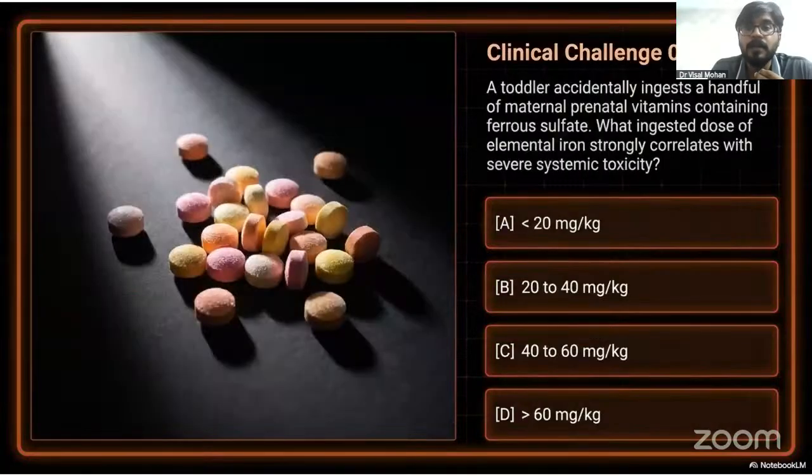Moving forward, a toddler accidentally ingests a handful of maternal prenatal vitamins containing ferrous sulfate. What ingested dose of elemental iron strongly correlates with severe systemic toxicity? Less than 20 mg per kg, 20 to 40, 40 to 60, or more than 60 mg per kg? Okay.